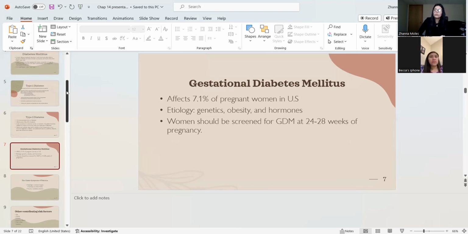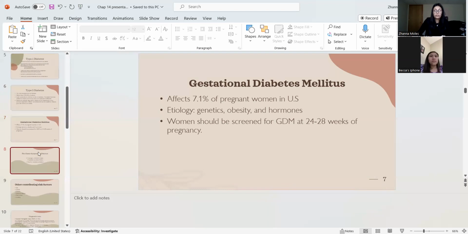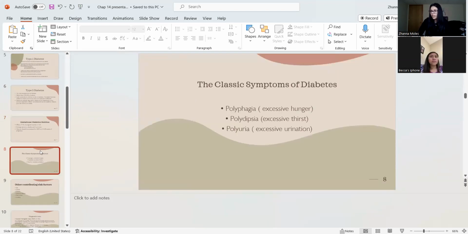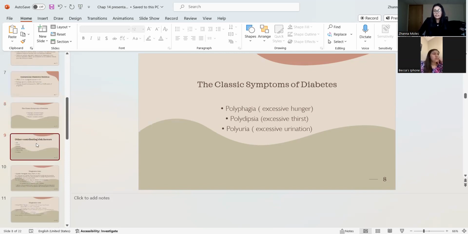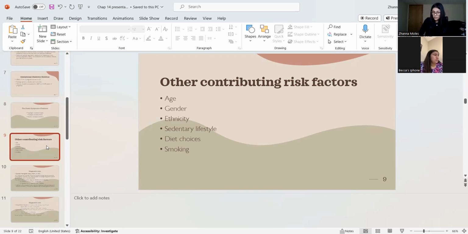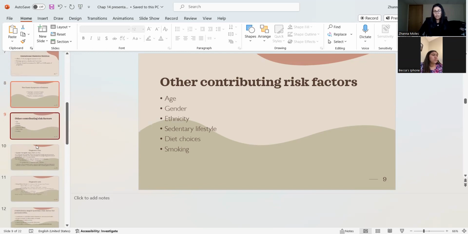There are also several classic symptoms of diabetes, and the most common of them are polyphagia, which is excessive hunger, polydipsia, which is excessive thirst, and polyuria, which is excessive urination. There are several other factors that can contribute to diabetes. So first is age, gender, ethnicity, sedentary lifestyle, diet choices, and of course, smoking.